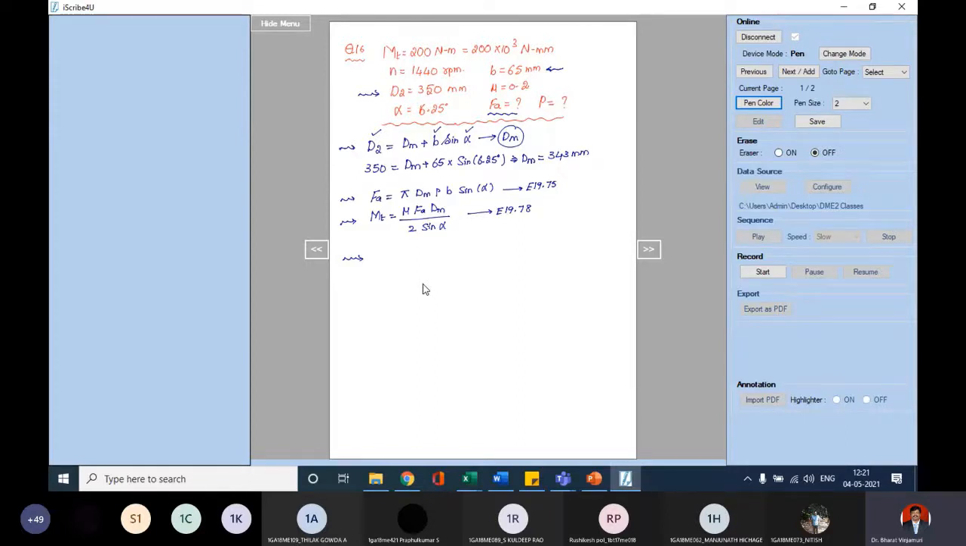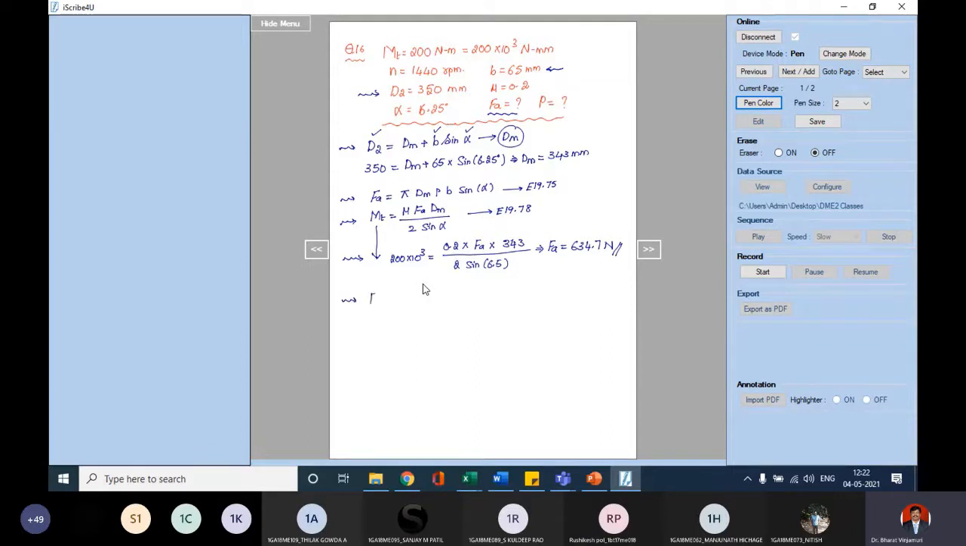So coming back to this MT equation, we have the values. Once again, 200 into 10 power of 3 is equal to mu, which has been given as 0.2, into Fa, which is unknown, into Dm, which we have found, 343, divided by 2 sine 6.5. Very simple. So you end up finding Fa. How much? 634.7 newtons. So we have got this.